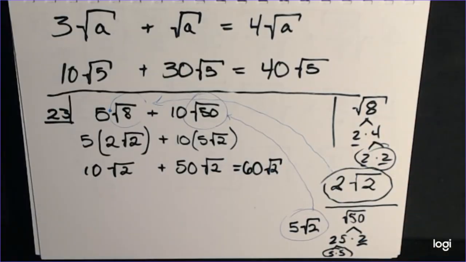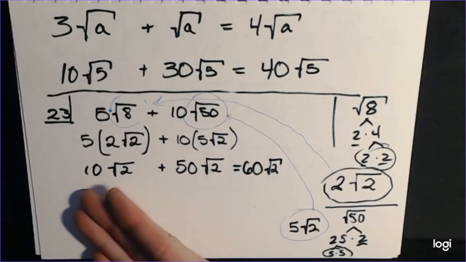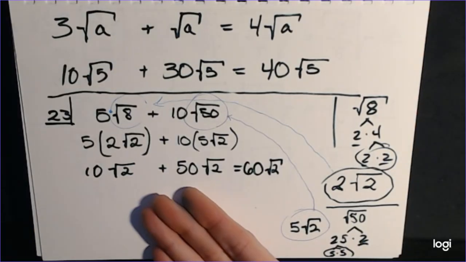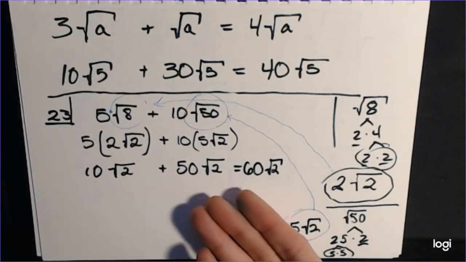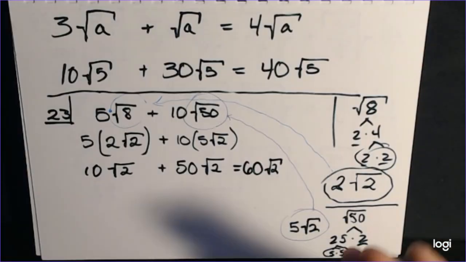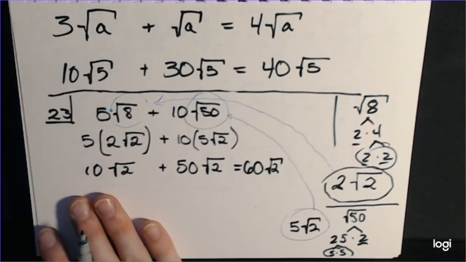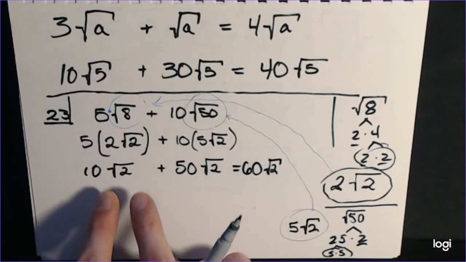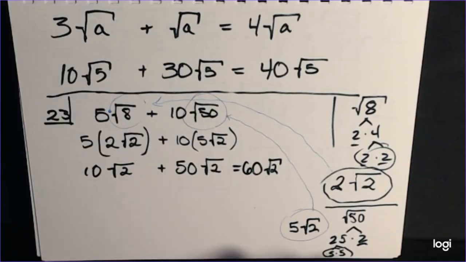And if that doesn't make sense, then I would like to ask you the question, what if you had $10 and then you gained $50 more? You would have $60, right? That's just how we count and we add money. And we're just counting these things called square root 2's. And that might seem kind of abstract, but I promise the more we do it, the more you'll get comfortable with it.